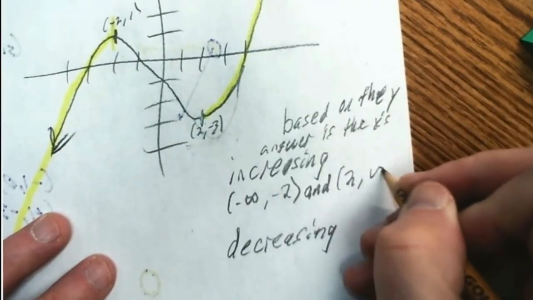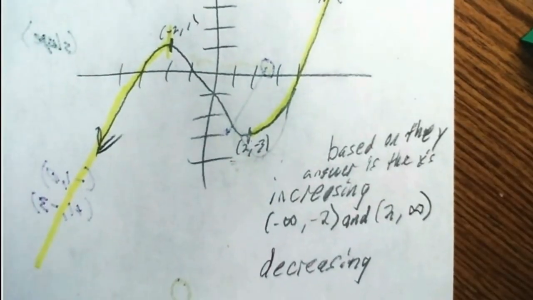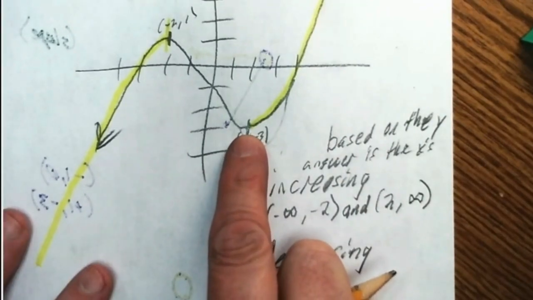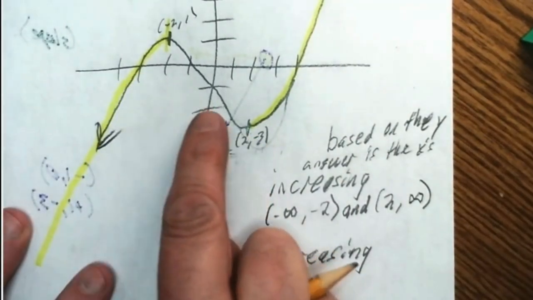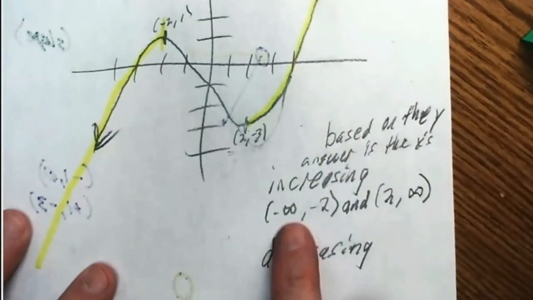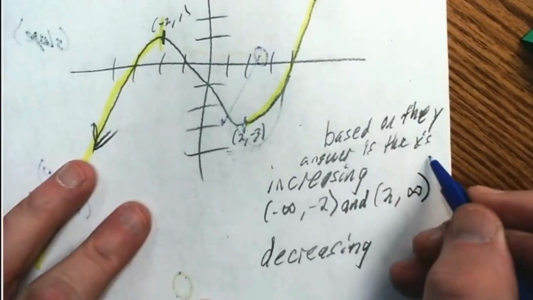From 2 to infinity and beyond, yes. When x gets to 2, as the graph goes past that, it's going again, increasing. So this is my answer for increasing. Let me kind of box that out.